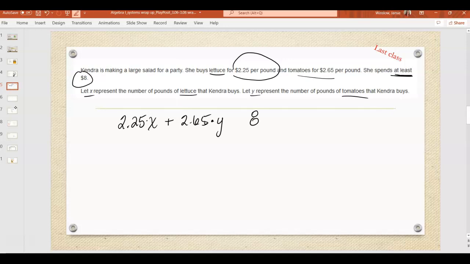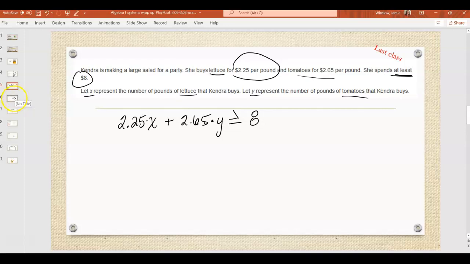But we don't know what inequality to put here. So at least, she's going to spend at least $8, which means, can she spend $9? Sure. Can she spend 7? No, because that's not at least 8. So we know it's going to be greater than or equal to 8. It's going to be at least 8 and then potentially more, depending on the amount of pounds she gets.